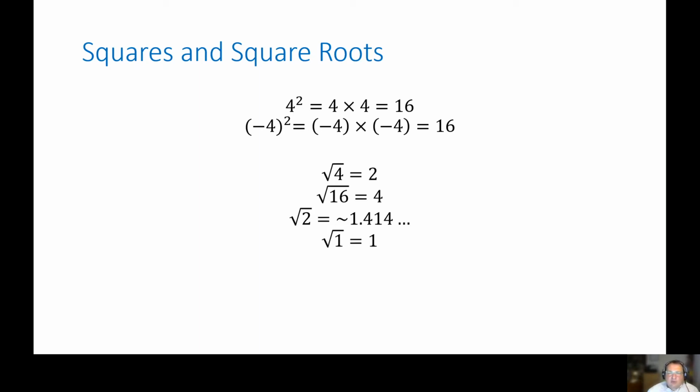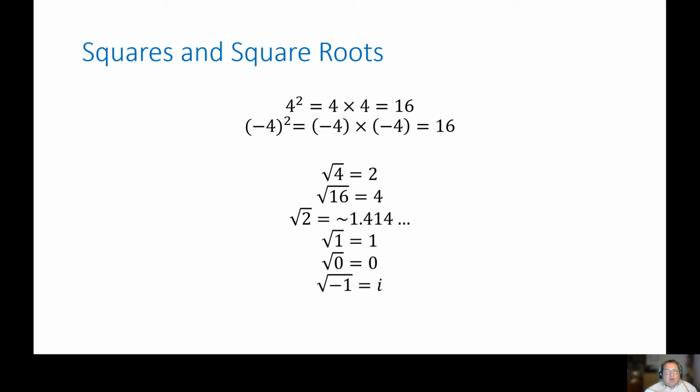And the reason for that, of course, is that 1 squared is 1. 1 squared is 1 times 1. You can multiply 1 however many times you want, and it will always be 1. And another special case, square root of 0 is 0. And I will give you one more interesting case, square root of negative 1.